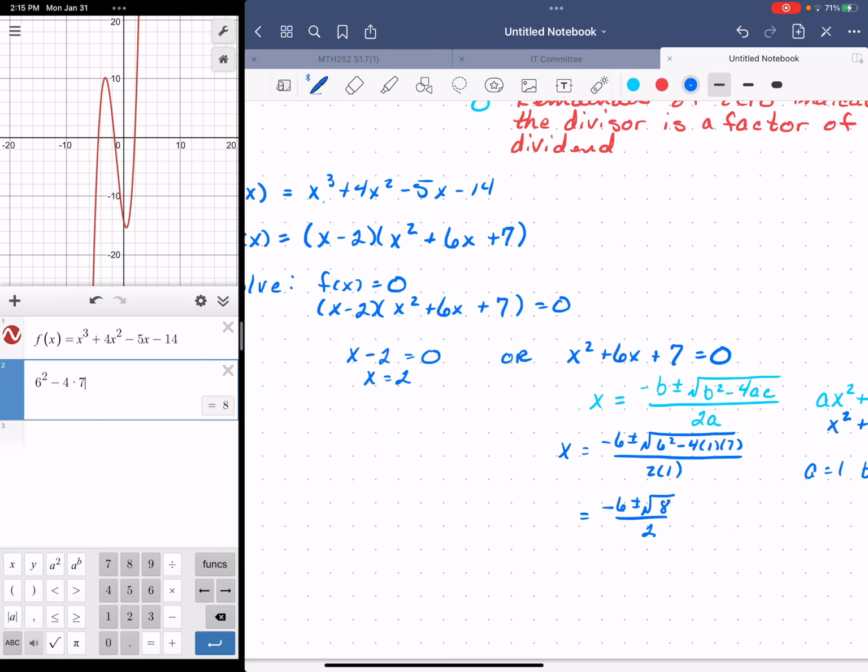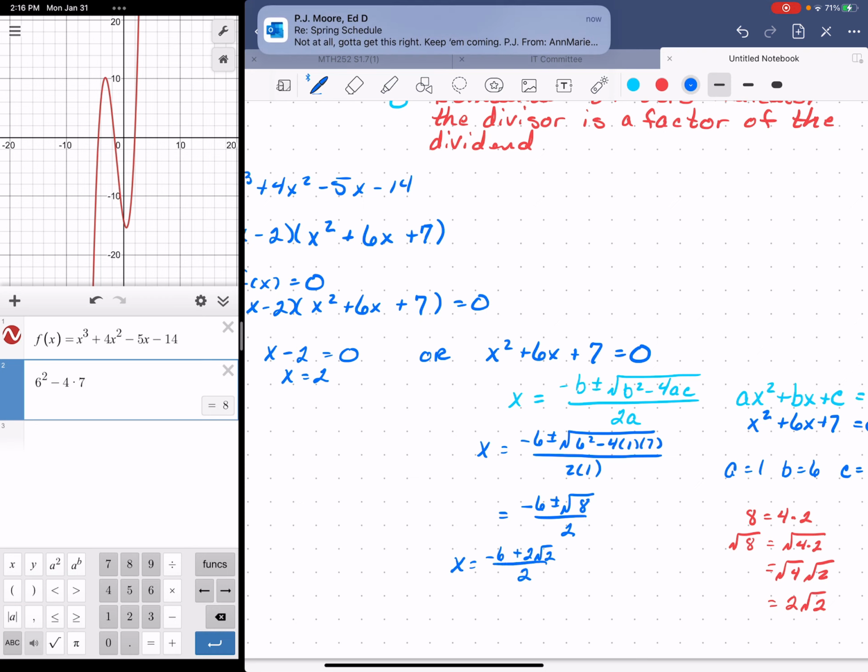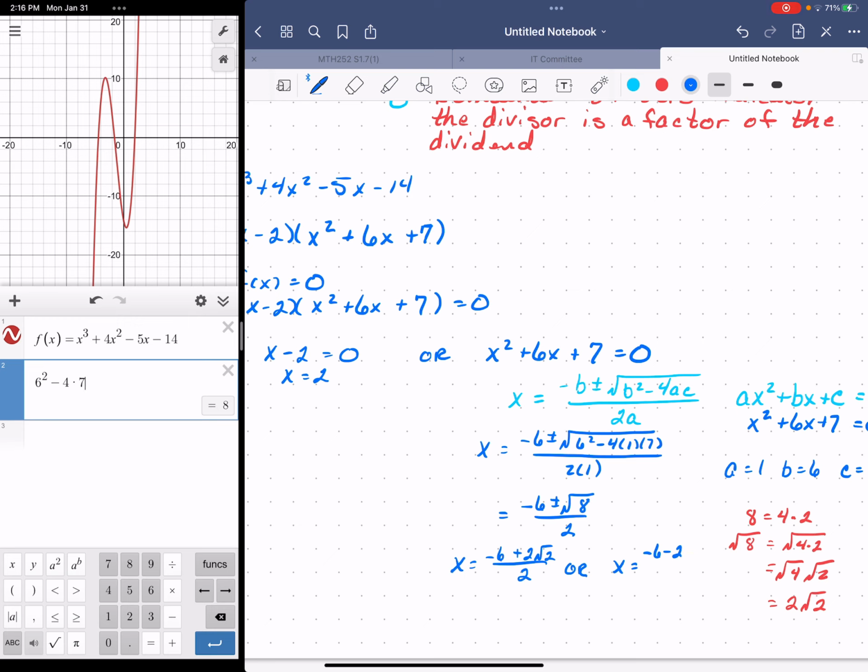Now 8 is 4 times 2. So that means the square root of 8 is equal to the square root of 4 times 2, which is the square root of 4 times the square root of 2. Now, square root 4 is 2, so that's 2 square root 2. So this tells me that x is equal to negative 6 plus 2 square root 2 over 2, or x equals negative 6 minus 2 square root 2 over 2. So we'll simplify this to negative 3 plus square root 2, or negative 3 minus square root 2.